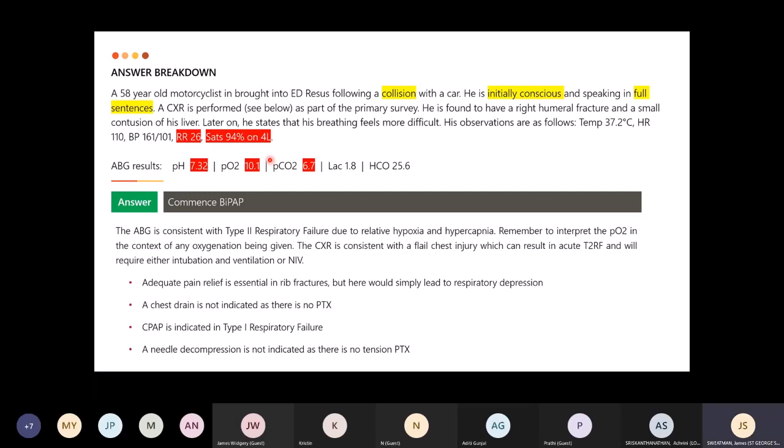And the 10 that you take away is just to account for the gas that is lost in your conductive airways. So this is what's called a relative hypoxemia. So we are giving them oxygen, but their PO2 is only within the normal range of someone who would be on room air. So they are hypoxic as well as hypercapnic. So it's a type 2 respiratory failure, and the chest X-ray shows a flail chest segment, and flail chest is one of the causes of type 2 respiratory failure.